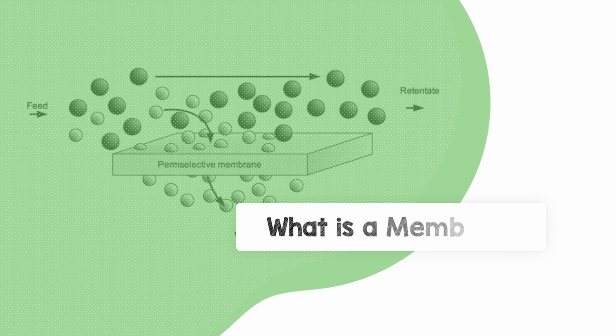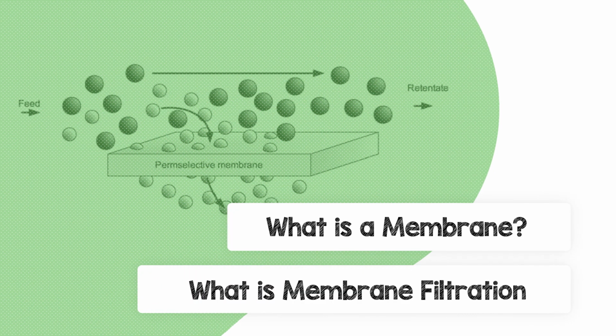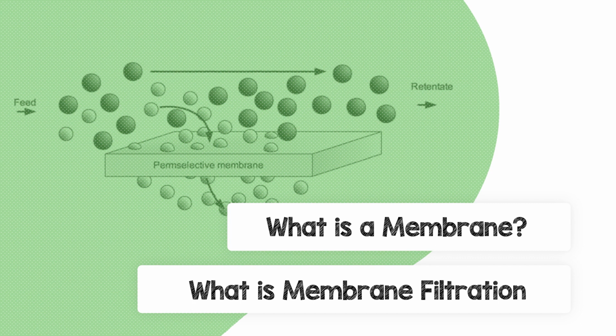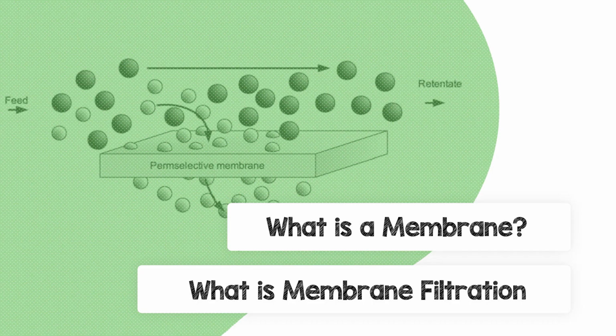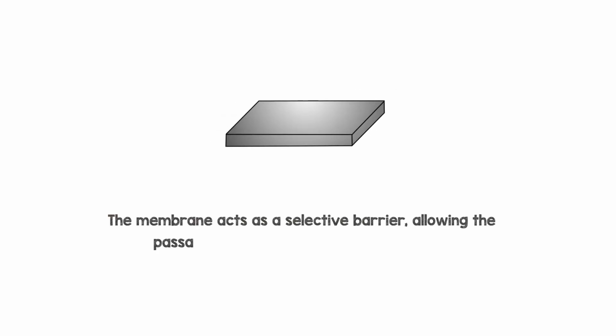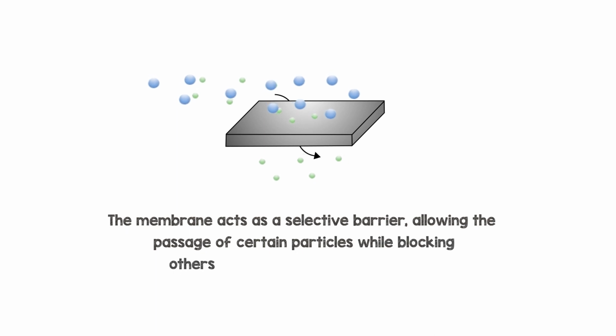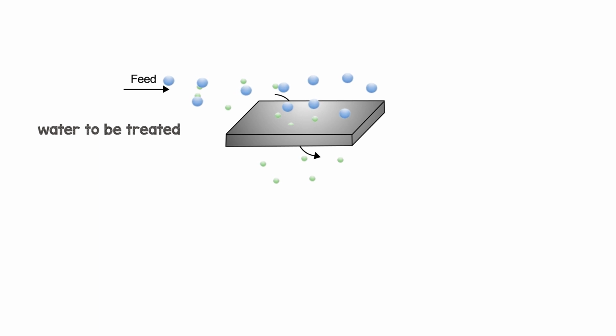What is a membrane? What is membrane filtration? Membrane filtration is a physical separation process that uses a semi-permeable membrane to separate particles and impurities from a fluid. The membrane acts as a selective barrier, allowing the passage of certain particles while blocking others based on their size and charge. The feed is the water to be treated by the membrane.